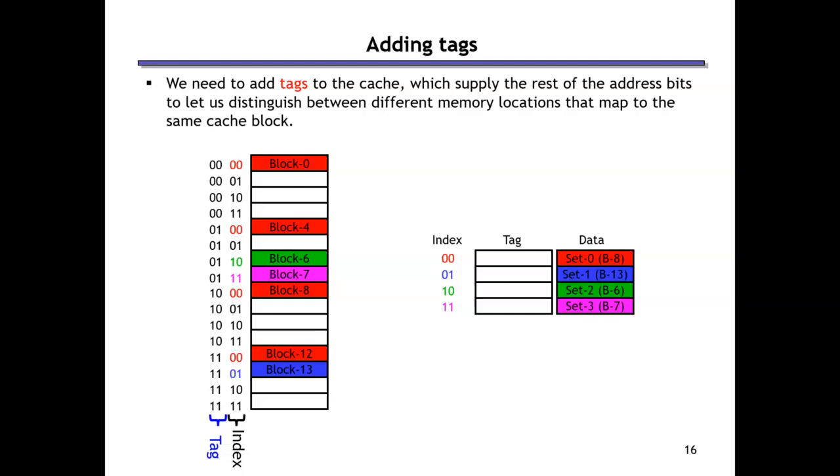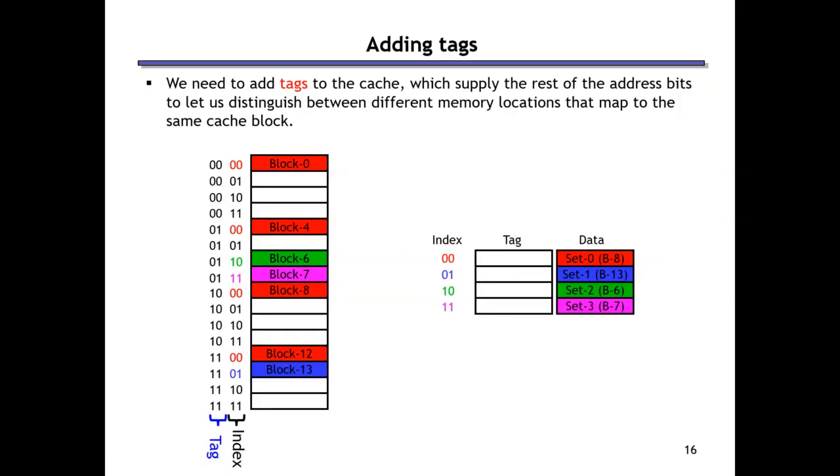Now please look at the data field. Oh yeah, so block 8. Block 8 is now residing in set number 0. Okay, now which block is currently residing in set number 1? Block 13. And which block is currently residing in set number 2? Block 6. And which block is currently residing in set number 3? Block 7. The blocks that can be mapped here are 2, 6, 10, and 14, but only one is residing.